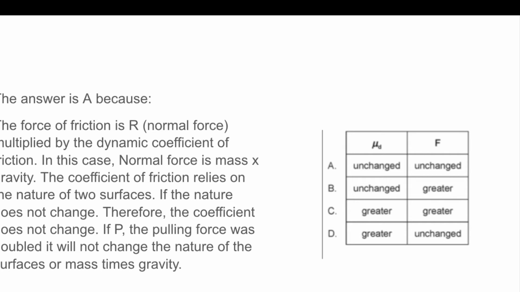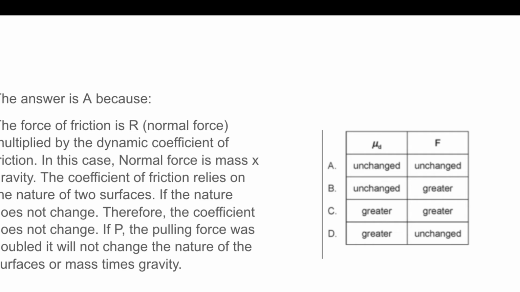The answer is A, where they both remain unchanged. This is because the force of friction is R, which is the normal force, multiplied by the dynamic coefficient of friction. In this case, normal force is mass times gravity. The coefficient of friction relies on the nature of two surfaces. If the nature does not change, which it doesn't in this case because it's not an inclined plane, it's a flat surface, therefore the coefficient does not change.